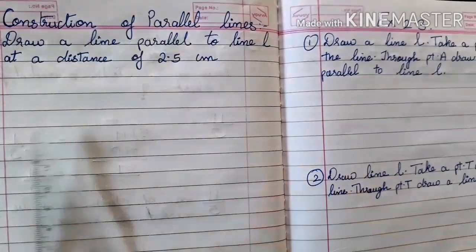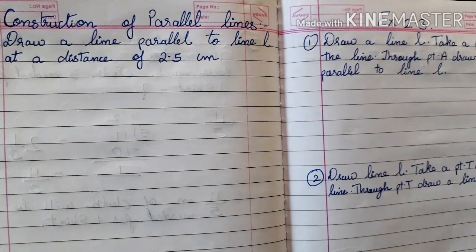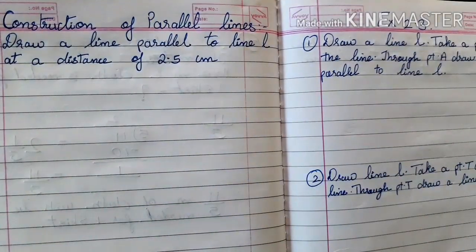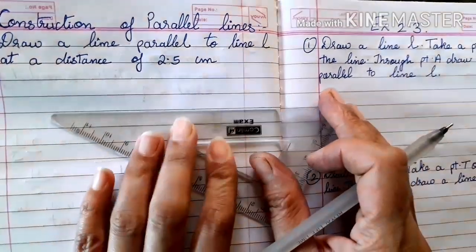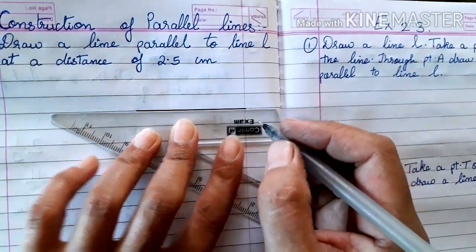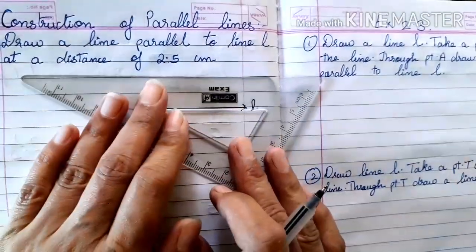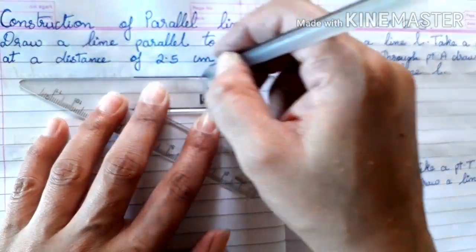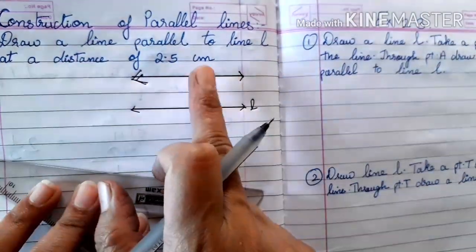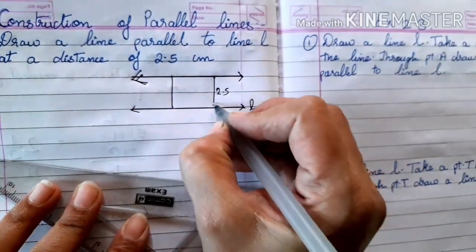Now starting with the exercise, first we will solve the solved example which has been given in the textbook. That is how to draw a parallel line to line L at a distance of 2.5 centimeters. Now for this we have to first draw a rough diagram. Means we have to draw a line parallel to line L. Means this is the line L, and we have to draw another line. This is the rough figure. We have to draw another line which is at a distance of 2.5 centimeter.